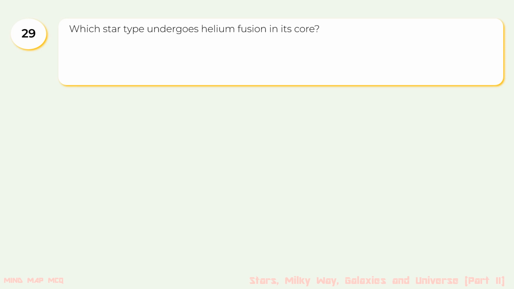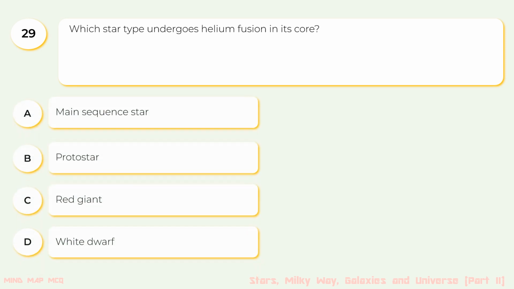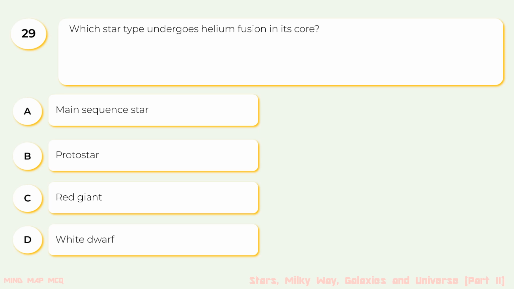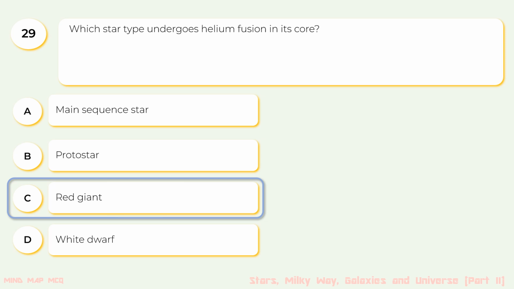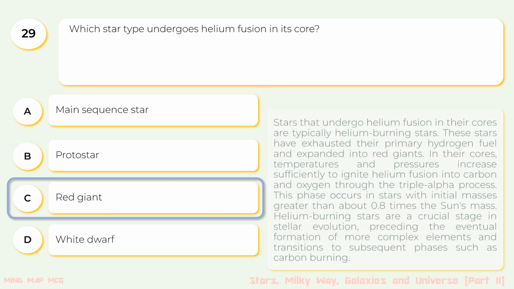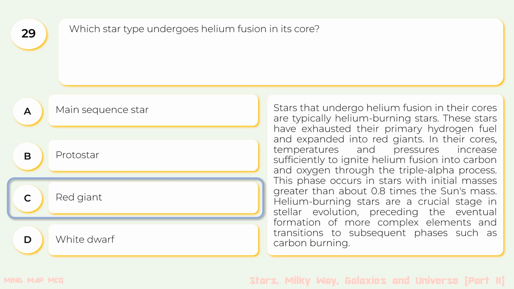29. Which star type undergoes helium fusion in its core? The options are A. main sequence star, B. protostar, C. red giant, D. white dwarf. The correct option is C, the red giant. Stars that undergo helium fusion in their cores are typically helium burning stars. These stars have exhausted their primary hydrogen fuel and expanded into red giants.